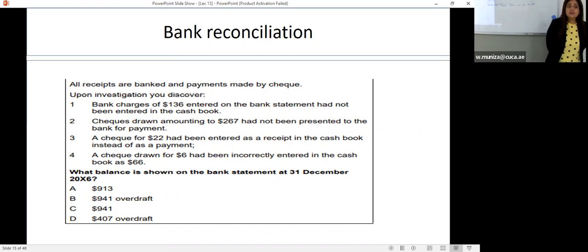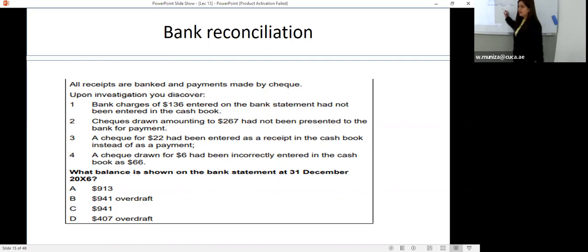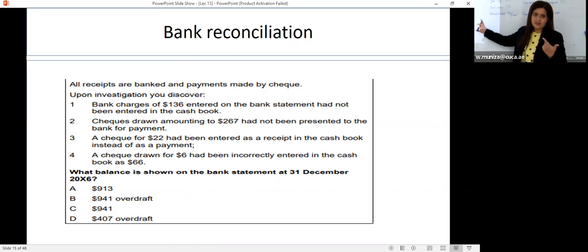Students, a check drawn means that we have made a payment. Got it? A check has been drawn for $6 only, but we have recorded the amount of 66. Instead of crediting only 6, we have credited 66. It means that 60 has to be reinstated. 60 has to be debited in our cash. Got it? Incorrectly, we have credited it as 66. So the 60 amount is going to be debited.